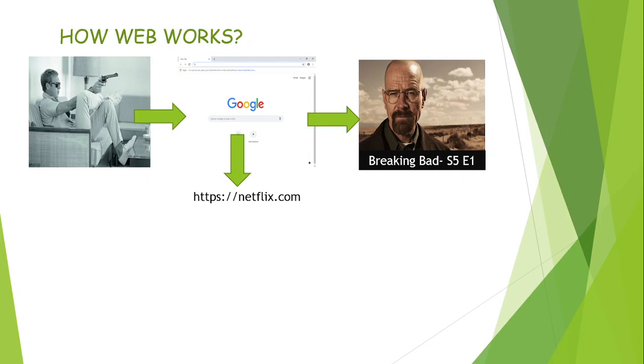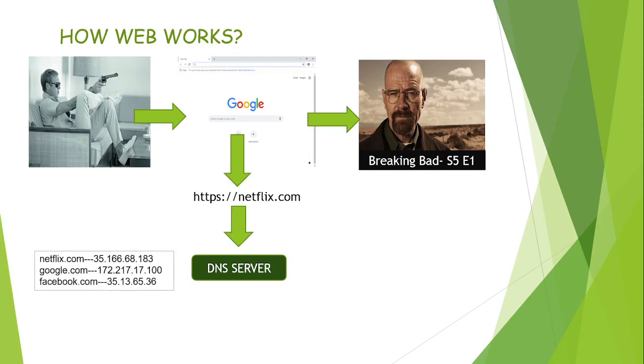So we type in netflix.com in the search browser. Then how does the machine understand what we are referring to? Because, as I just mentioned, machines don't understand these URLs. They have their own form of addresses. So we have something which is known as a DNS server. You can think of it as a phone book directory. For every name or contact, you have a designated phone number.